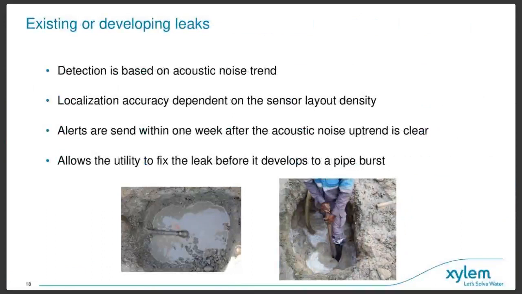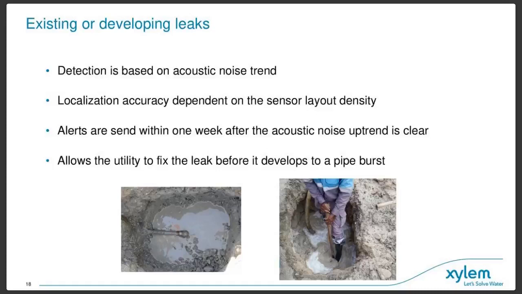I want to turn to leakage for a moment. When we talk about leakage, it's about understanding the acoustic noise trends. So learning what is normal acoustic levels within the network at these particular sites, understanding what the changes are like, and then understanding when there is an abnormal or growing change. And obviously, the localization accuracy for leak detection is really dependent on how close you have the sensors and the type of material of the pipes.